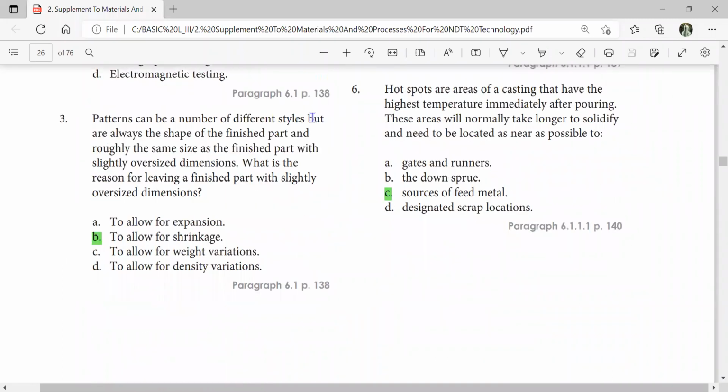Patterns can be a number of different styles but are always the shape of the finished part and roughly the same size as the finished part, with slightly oversized dimensions. What is the reason for leaving a finished part with slightly oversized dimensions? To allow for shrinkage.